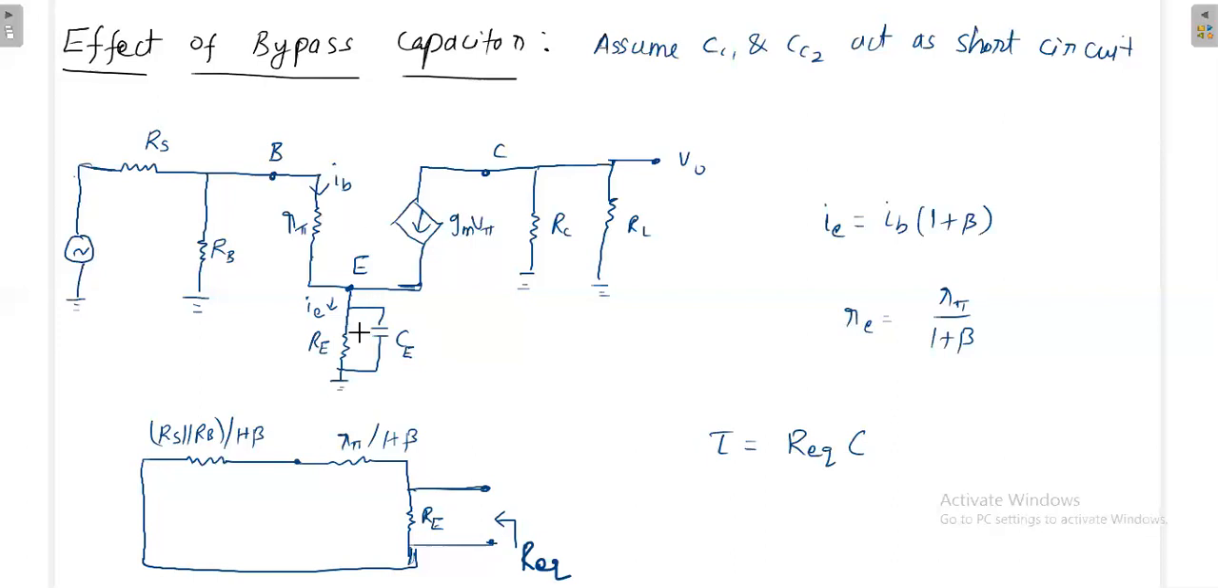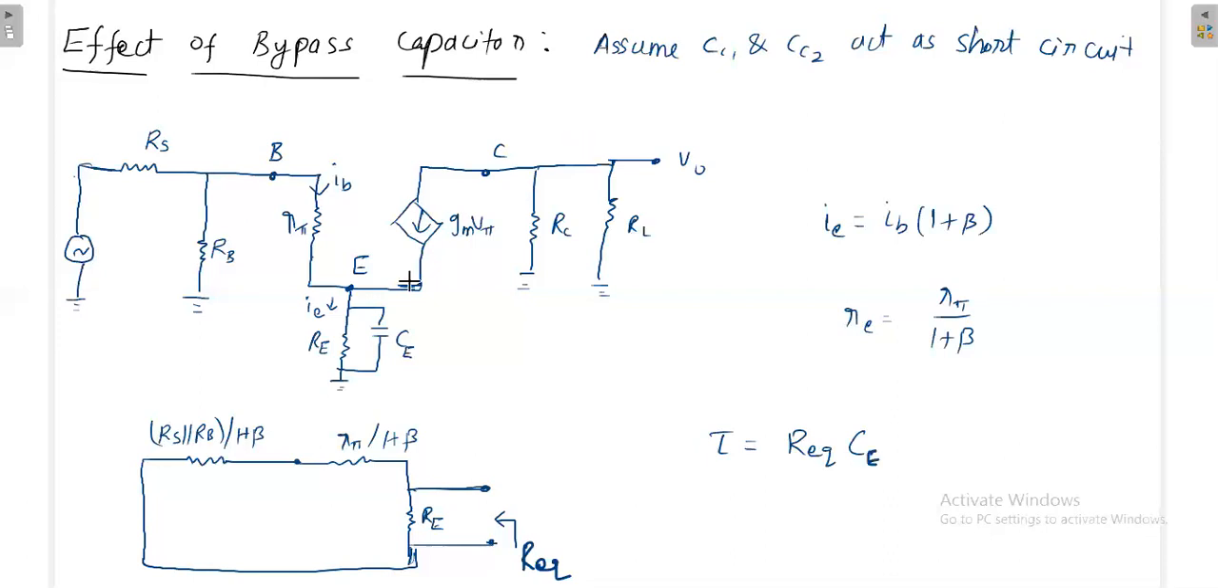But here we have to do some mapping because IB and IE are related in this way. So we have to scale down the resistance RS parallel with RB by 1 plus beta, and also R pi with respect to 1 plus beta. Now these two resistances come in series, and again the combination of these two will become parallel with RE. Then you can easily find out what is R equivalent. Then you know what is C. C in this case is simply CE.